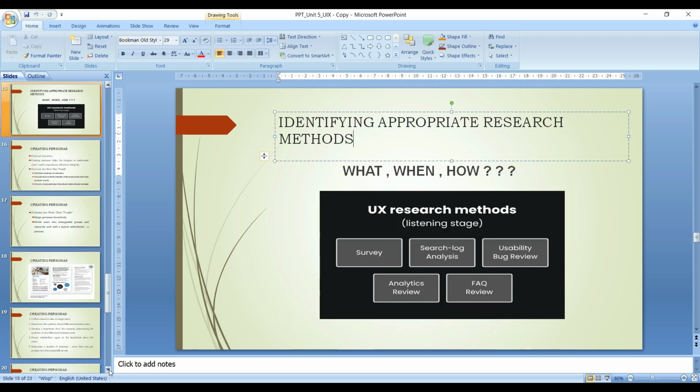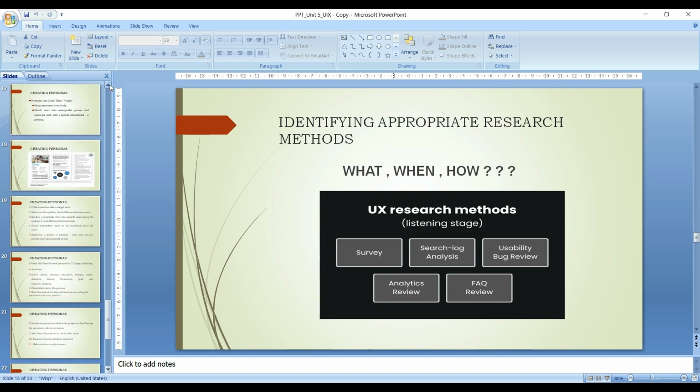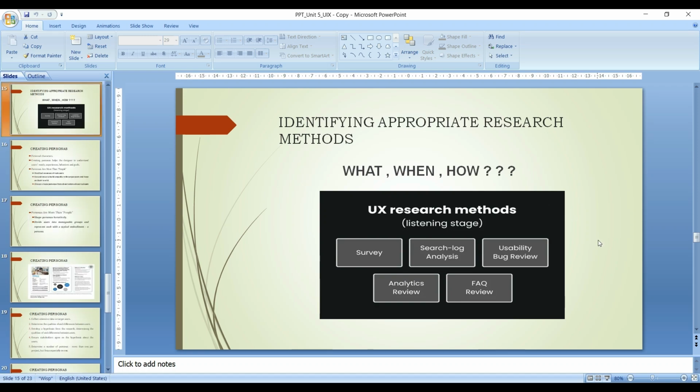This is one of the important stages for a developer. The listening stage is where we have to hear from our customers, based on surveys, search log analysis, usability reviews, analytics reviews, and FAQs, frequently asked questions. All these are listening stage methods where we can learn from our mistakes and express our talents at the next level.